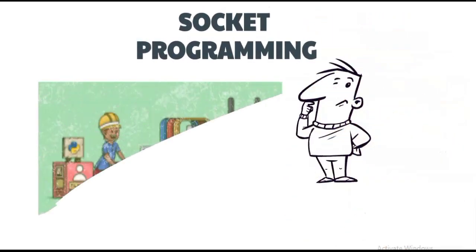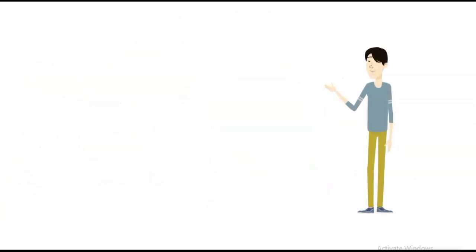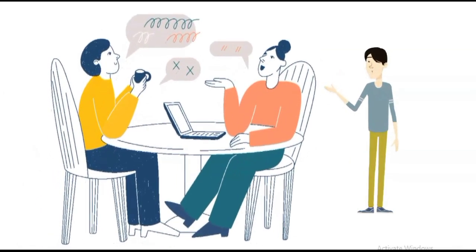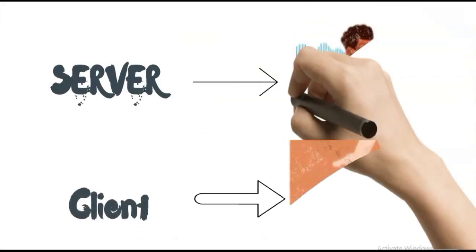Today we'll learn about socket programming. Socket programming is a way to connect two nodes on a network to communicate with each other. One socket node listens on a particular port at an IP, while the other socket reaches out to the other to form a connection. The server forms the listener's socket while the client reaches out to the server.